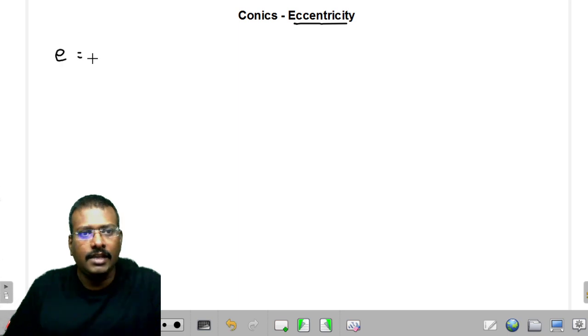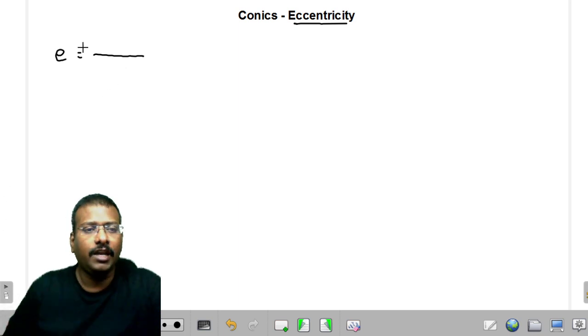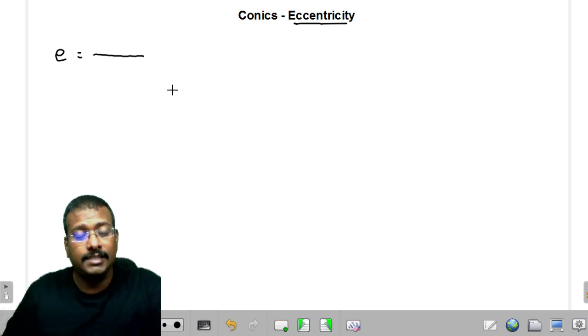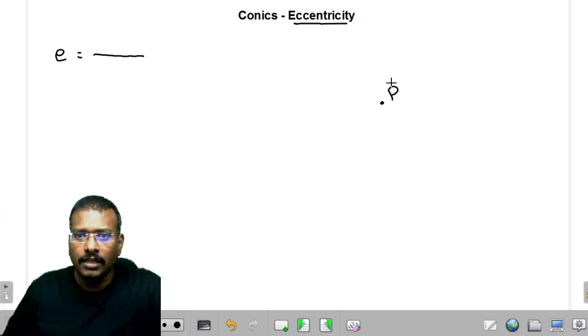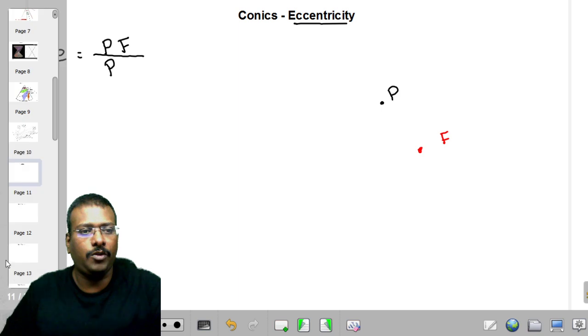Eccentricity is a ratio, which means a numerator and denominator will be there. It is the ratio of distances of a point. Let us consider this is a point P. It is the ratio of the distance of point P from a fixed point, that is PF, to that of a fixed straight line.